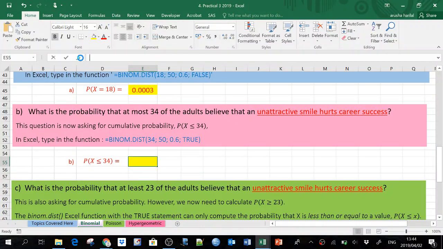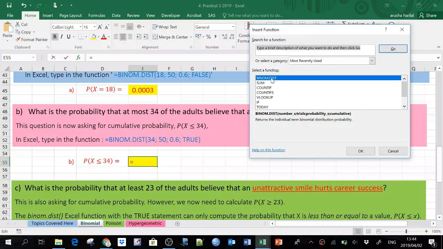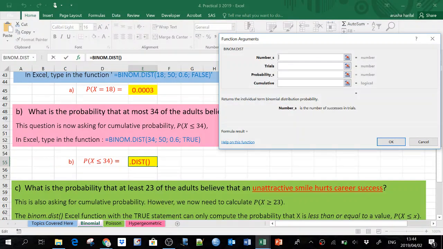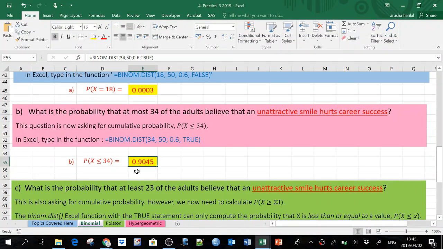So again, let's click on insert function. Binomial distribution appears on the top. Let's say OK. Now we want to find the probability that x is less than or equal to 34. So 34 is going to be the number of successes. Trials again doesn't change. That's my n and my p. These are my parameters for my binomial distribution. But now, because this was a cumulative distribution function, use true. Hence, we've got to type in the word true here. Click OK, and this is the probability that we have obtained.